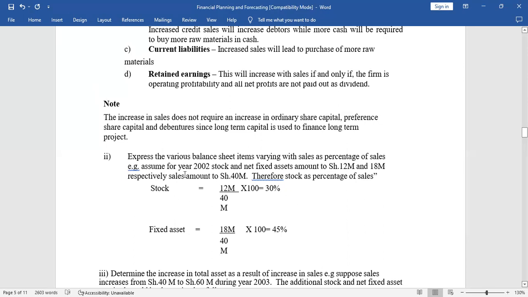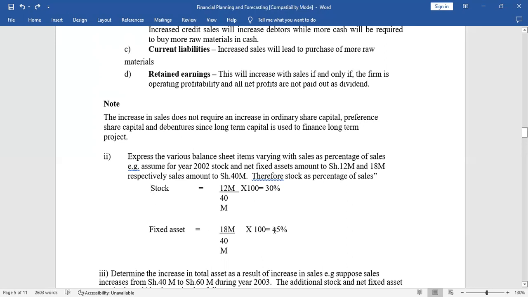I have an example here. Assume for the year 2002, stock and fixed assets amounted to 12 million and 18 million respectively. Then sales amount was 40 million. Therefore, the stock as a percentage of sales will be 12 over 40 million multiplied by 100, and that is giving us 30%. And then the fixed assets as a percentage of sales will be 18 million over 40 million multiplied by 100. We are getting 45%. So that is the step number 2.